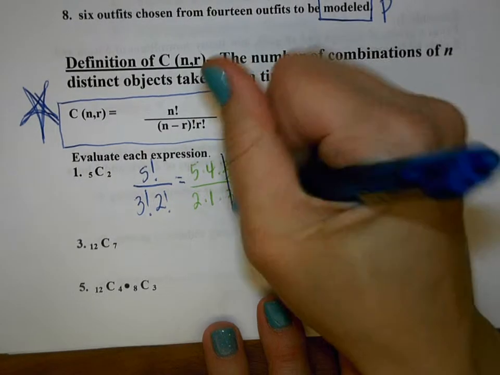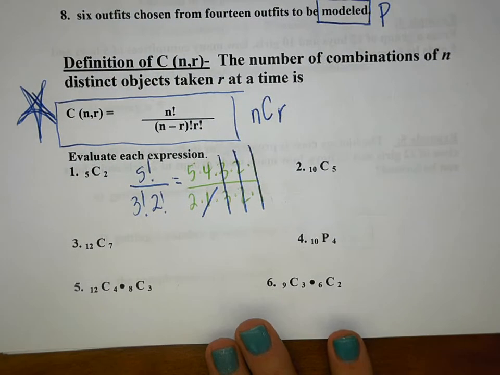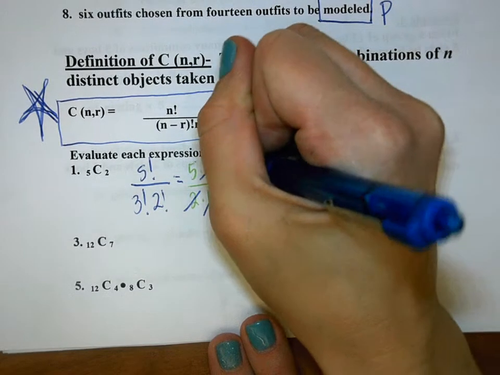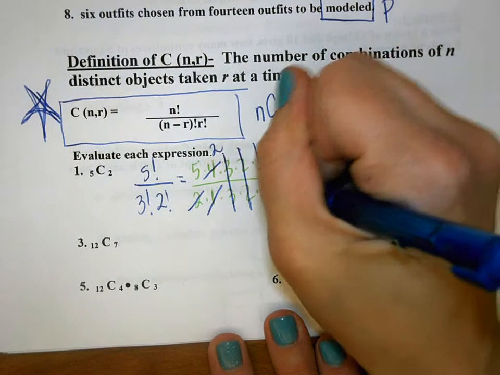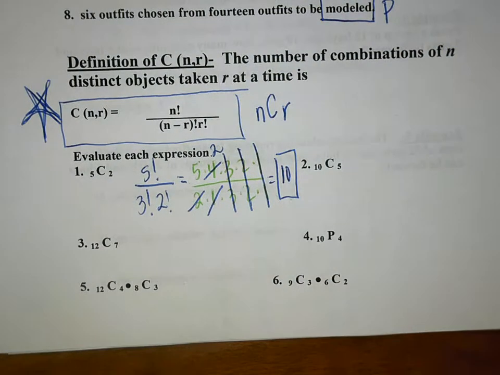So here the 3's cancel, 2's cancel, 1's cancel, that one cancels, and then what happens with the 2? 2 goes into 4 how many times? Twice, and 5 times 2 is? 10. So this answer is 10. Ones don't matter.